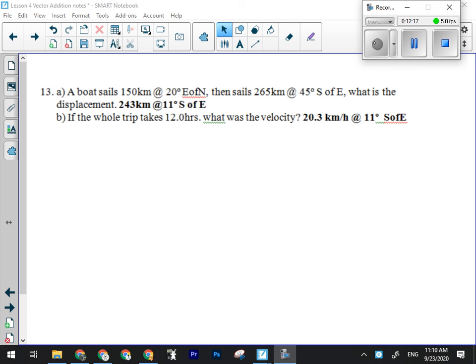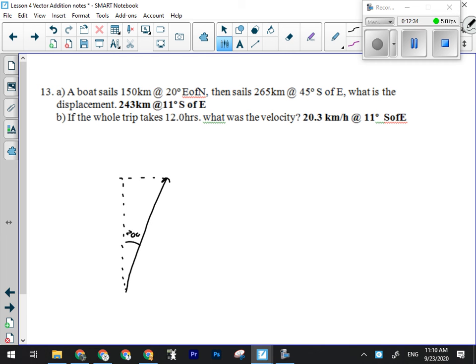Just going to put the diagram up here, guys, so you can see if you've got the diagram right. So 150 kilometers, 20 degrees east of north. I'm going to draw a line here that's north, going to go 20 degrees east of that. There's X, there's Y, and this is 150 kilometers. And then we have 265 kilometers at 45 degrees south of east.